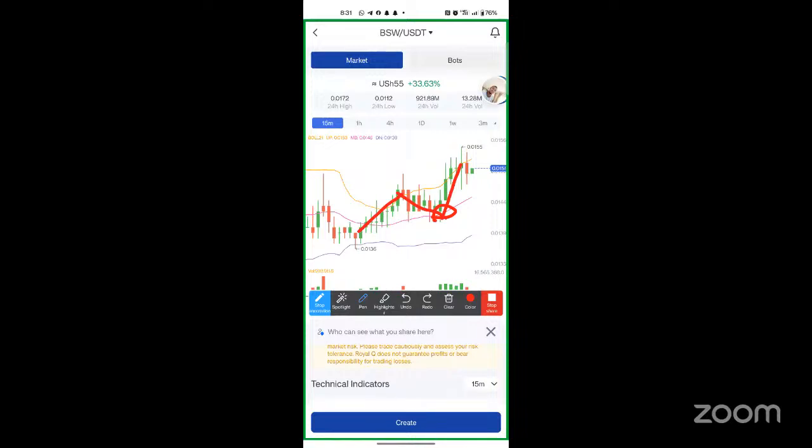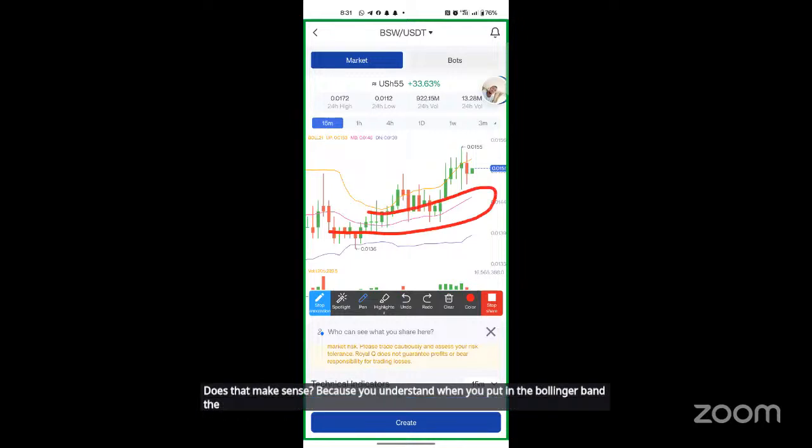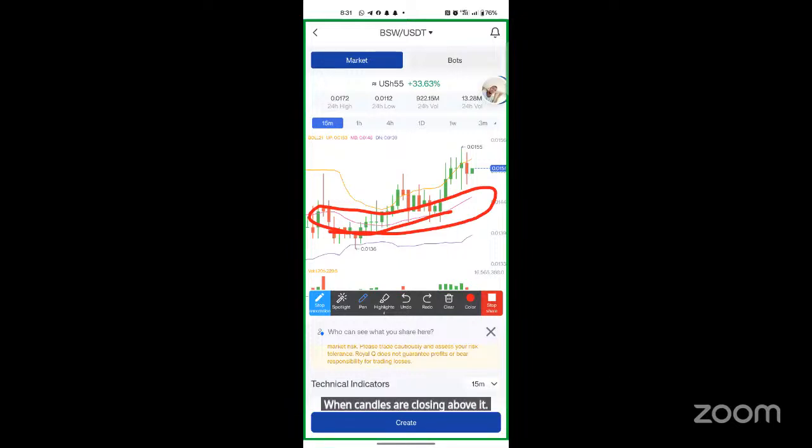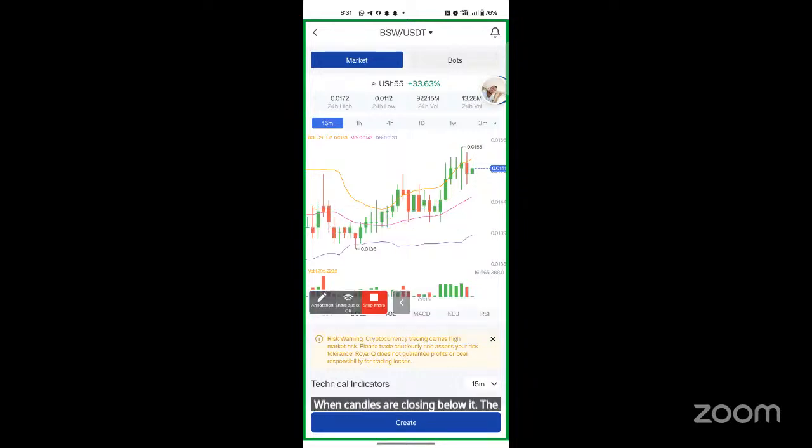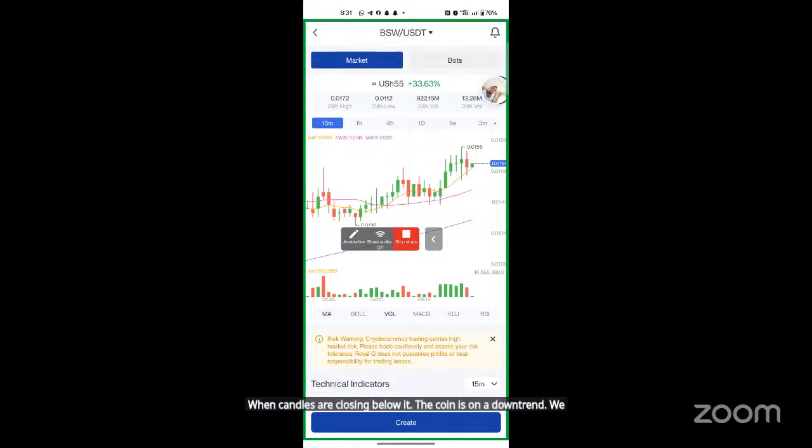Does that make sense? When you put in the Bollinger Band, the middle line is a 21 moving average. When candles are closing above it, the coin is on an uptrend. When candles are closing below it, the coin is on a downtrend. We are still looking at moving averages.